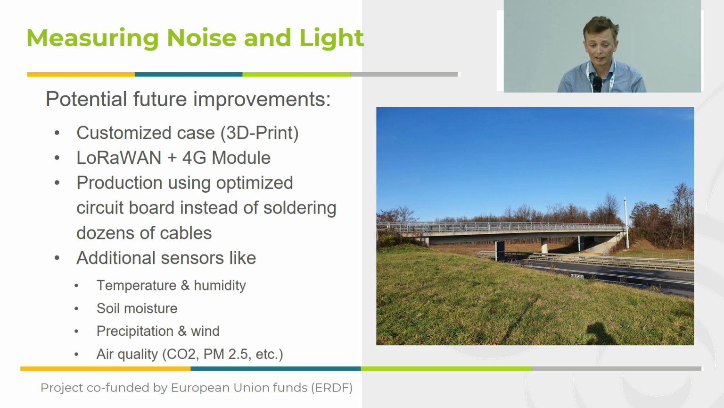And then another aspect would, of course, be to include more sensors. Depending on the actual requirements of the projects, we could think about, for example, including temperature and humidity sensors. We could maybe also have some soil moisture sensors, precipitation and wind sensors, and maybe also measure air quality along the roads. That would be something as a future improvement. But maybe you have some more ideas, and depending on your projects, there might also be some other requirements that we didn't think about till now.